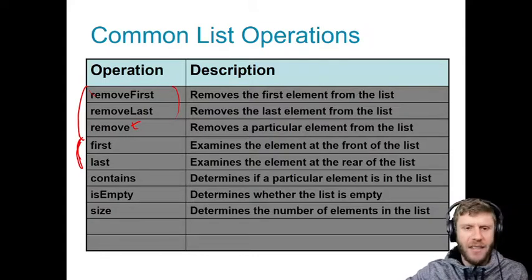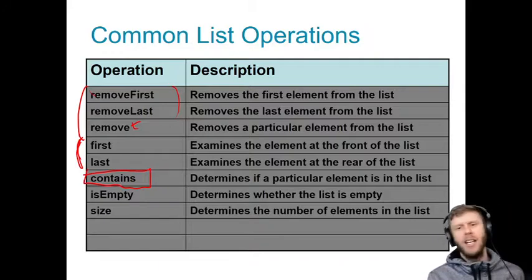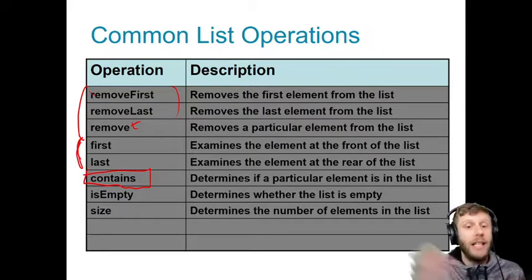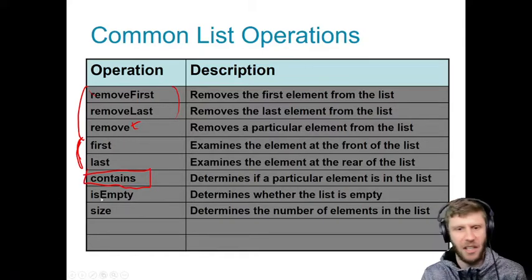Contains, this is a good one. This basically tells me if the list contains a specific element. You know, it's basically going to have something that'll do a linear search for me to tell me, does that thing exist? Why not build that into the list? Seems like a good idea.